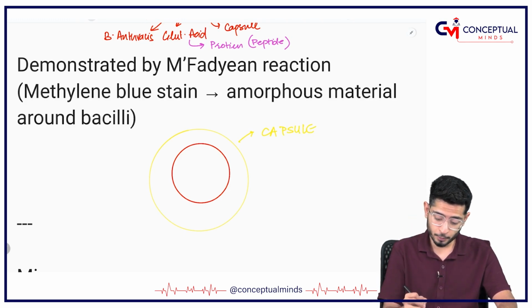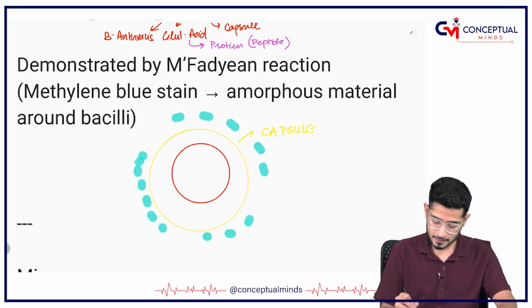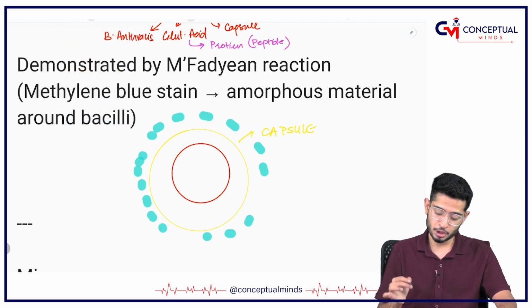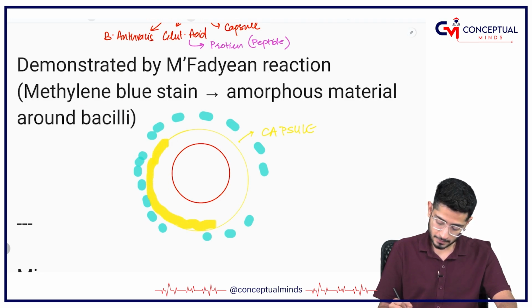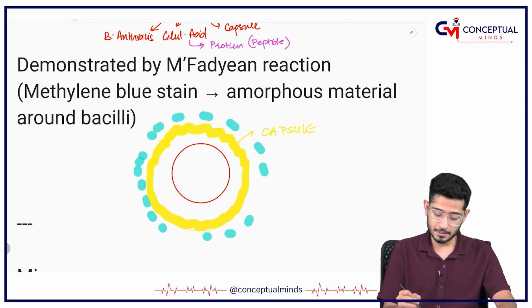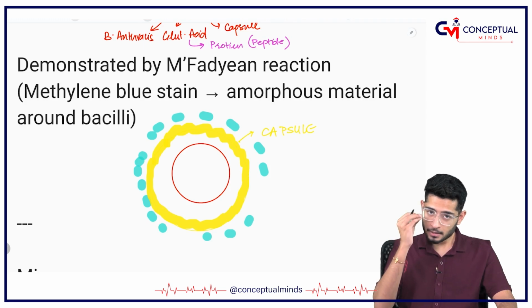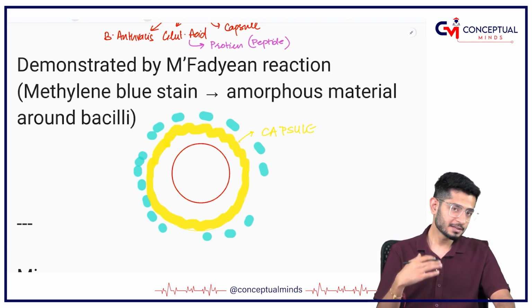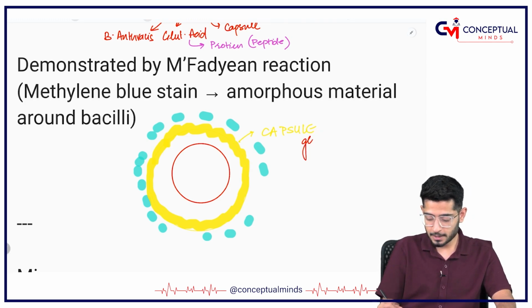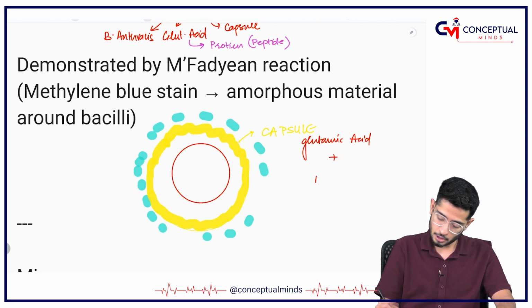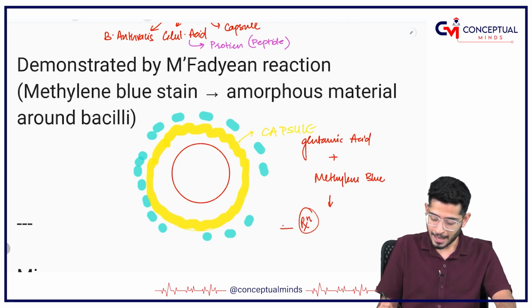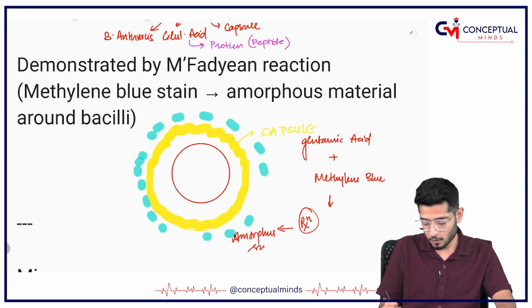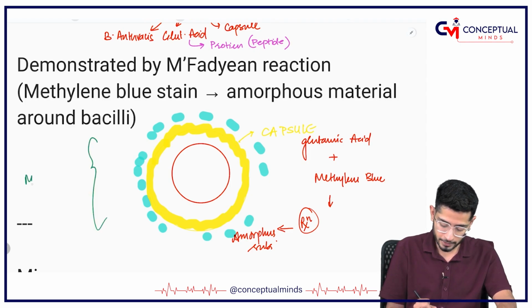My dear friends, when you put a dye, which dye? Methylene blue dye. When I put the methylene blue dye on this organism, this capsule is going to show amorphous material, and the moment amorphous material is seen, you have to understand that this had undergone a reaction. So the capsule, which was made up of glutamic acid, when stained with methylene blue dye, is going to show a reaction, and it leads to the formation of amorphous substance, and this reaction is called the McFadden reaction.